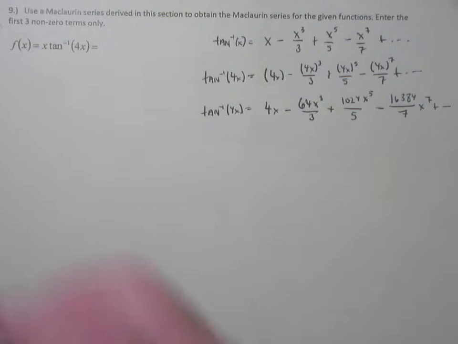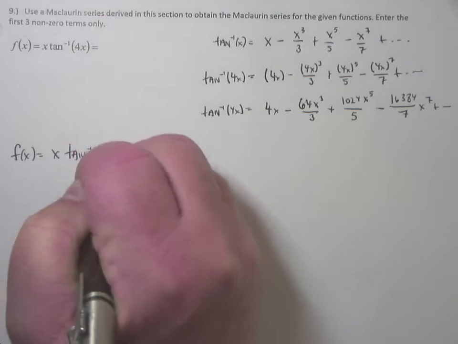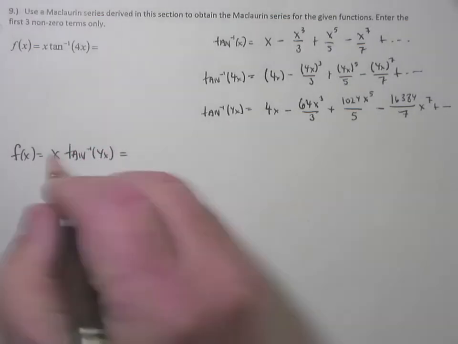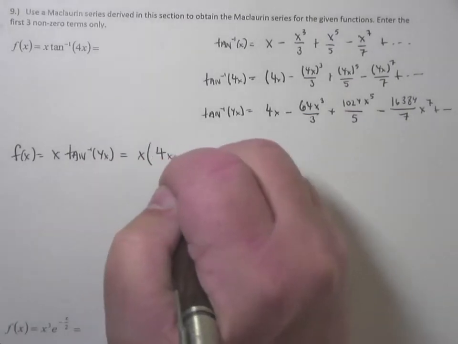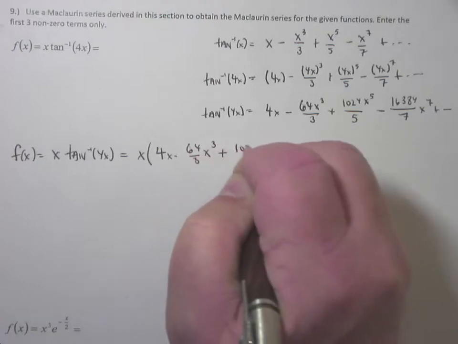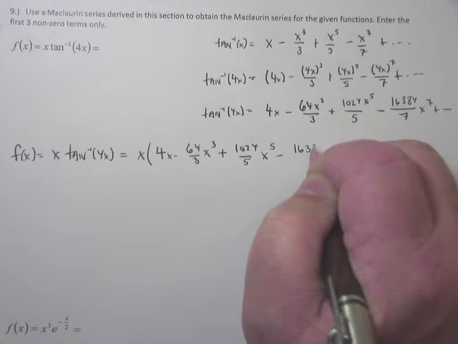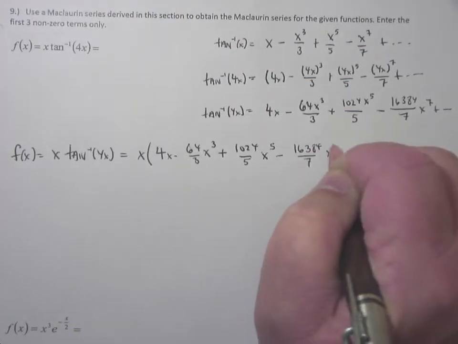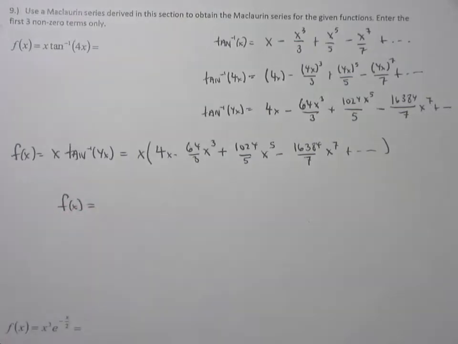Now we got the Maclaurin series for the tangent inverse of 4x. What I really want is for the function f of x equal to x times that tangent inverse of 4x, so we can build it. The x stays there, but replace the tangent inverse of 4x with this Maclaurin series, 4x minus 64 over 3 x cubed plus 1024 over 5 x to the 5th minus 16384 over 7 x to the 7th plus dot, dot, dot. And the last thing you want to do is clean them up. And how do I clean this up? Well, I got this x times all this Maclaurin series. I'm going to distribute the x.